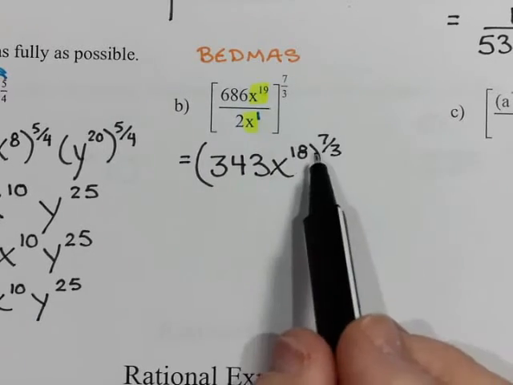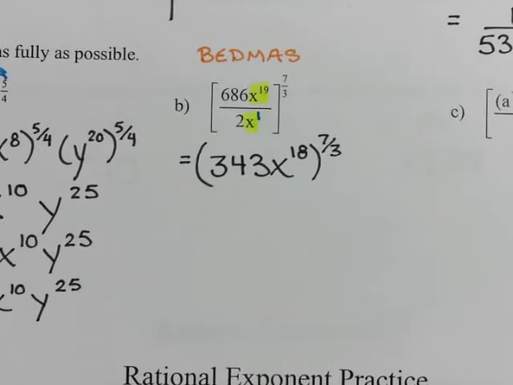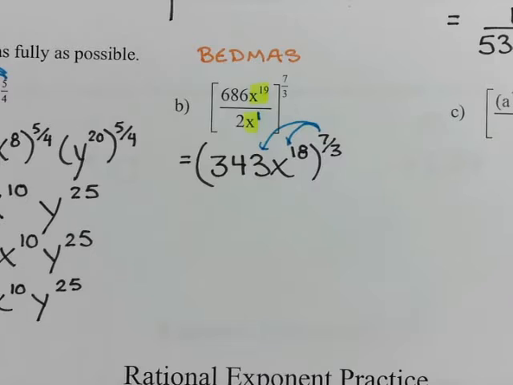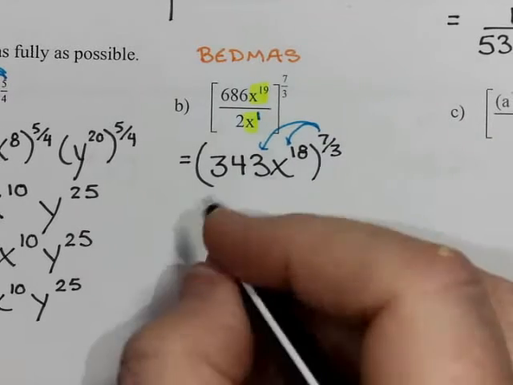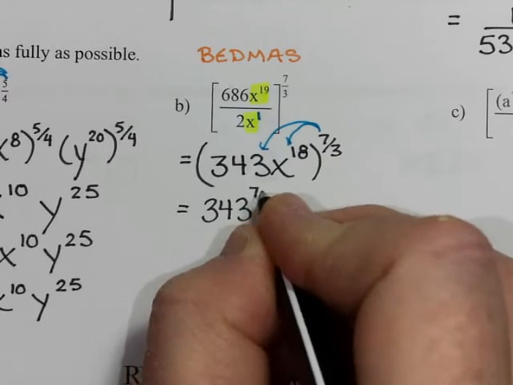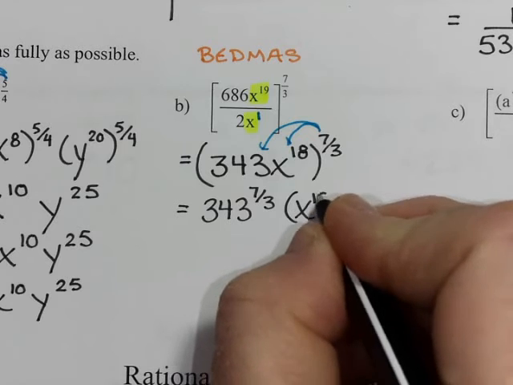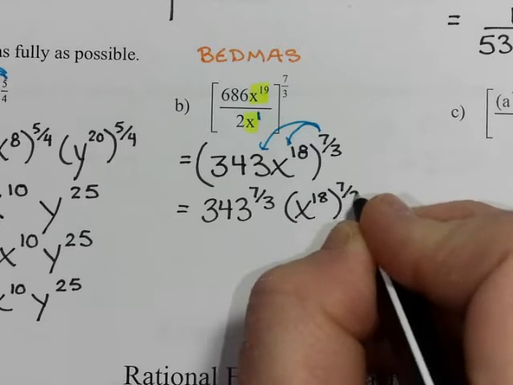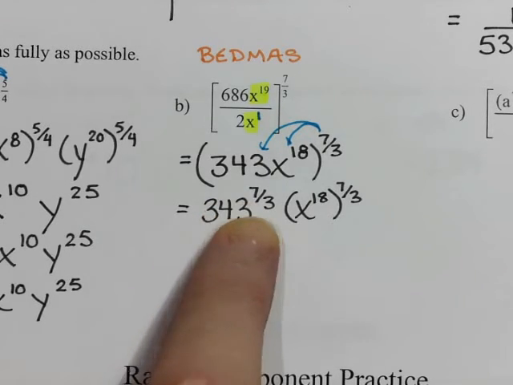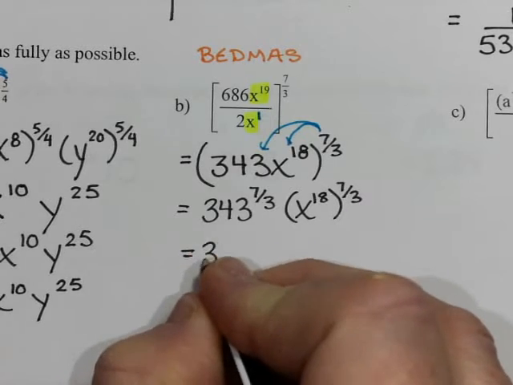So now that I've simplified my bracket, I'm going to try to deal with the exponent. That exponent belongs to the x and the 343. So this is the same thing as 343 to the power of 7 over 3 and x to the 18 to the power of 7 over 3. Now 343 to the power of 7 over 3, that just has one exponent, so I don't need to do anything else with that yet.